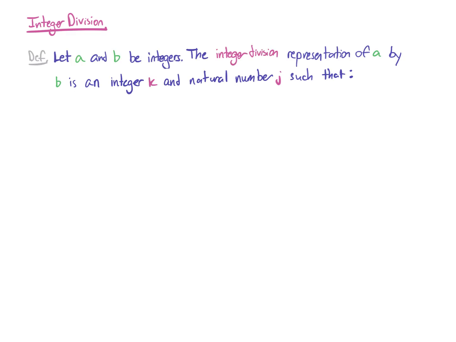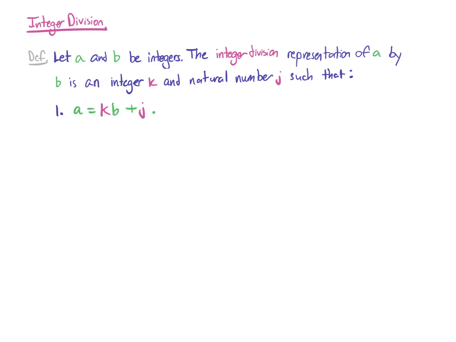So, definition: let a and b be integers. The integer division representation of a by b is an integer k and a natural number j. So I'm supplying two additional numbers beyond a and b with two properties. The first property that I require from my candidate choice of k and j is that a is equal to k multiplied by b plus j. Okay, so that's my first requirement.